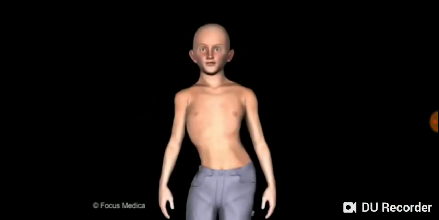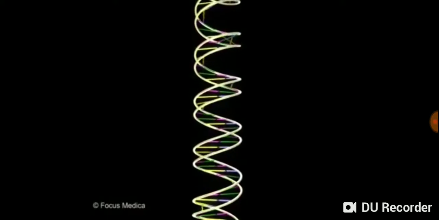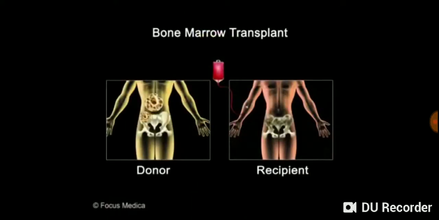Osteopetrosis, also known as marble bone disease and Albers-Schonberg disease, is a rare disease caused due to improper functioning of osteoclasts resulting in harder and denser bones. It is an inherited disorder. Bone marrow transplant is the most commonly used treatment for osteopetrosis.